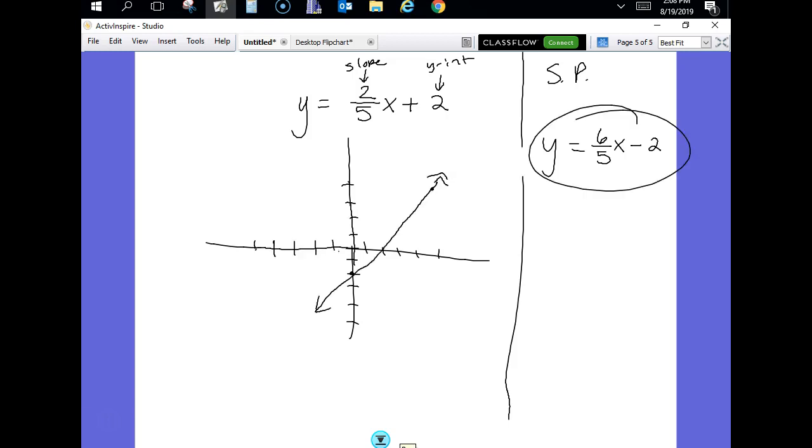It was better on the creative end, I'll say that. So we start at -2, right? And then we go up 6 and right 5 from there. So 1, 2, 3, 4, 5, 6. 1, 2, 3, 4, 5. Nailed it, looking good. So that's graphing a line.